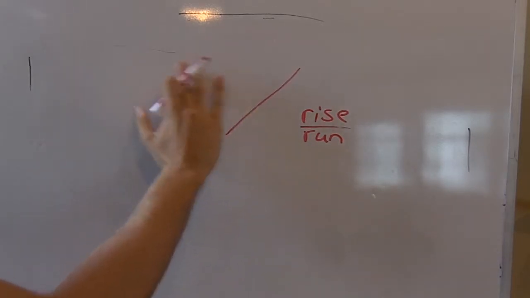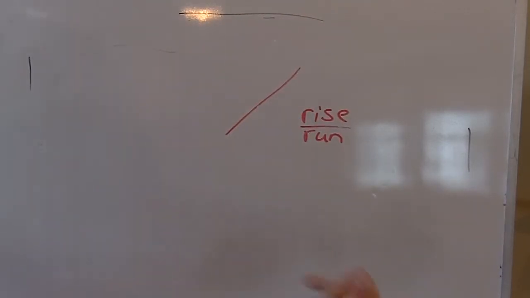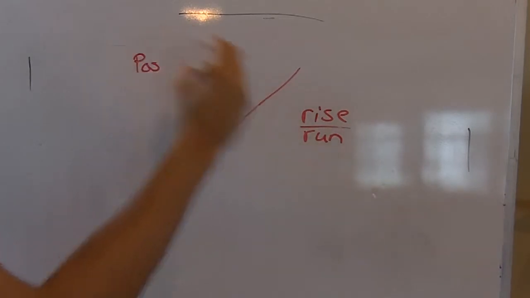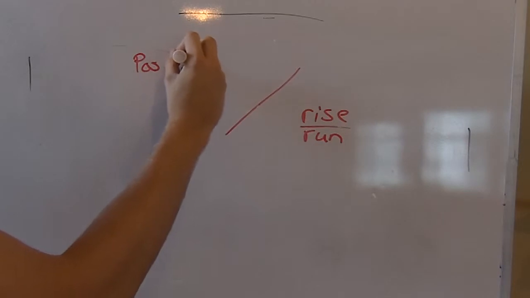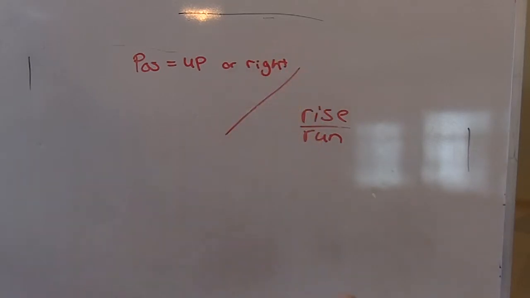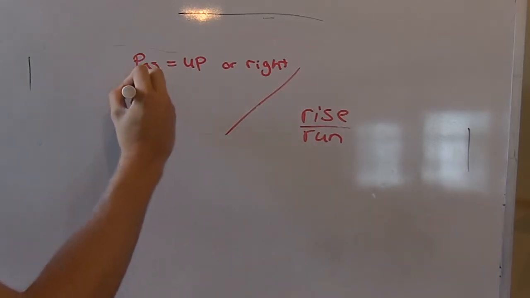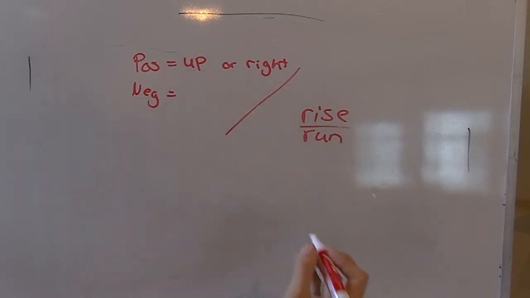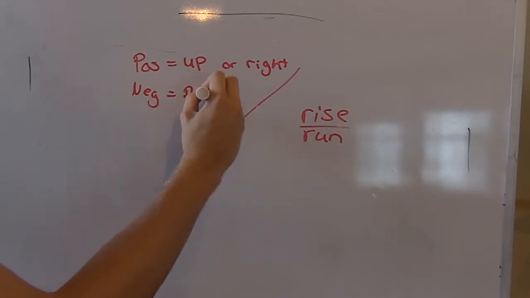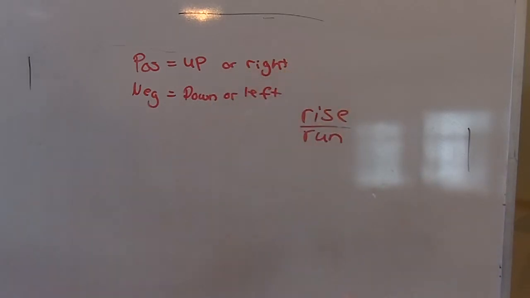Now, something to take note of when we're talking about rise and run, or vertical change over horizontal change, is what do the numbers mean? Positive numbers, depending on whether you're looking at the rise or the run, are up or right. So if the rise is positive, it's up. If the run is positive, it's right. A negative number means that it's moving down or left. So if you have a negative number in the rise, it's moving down. If you have a negative number in the run, it's moving left.